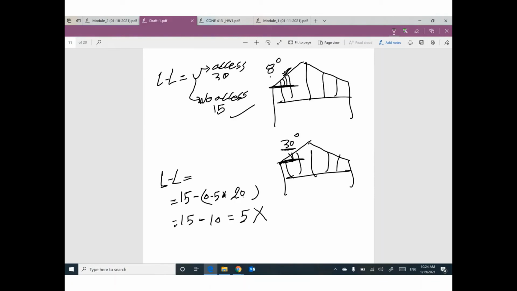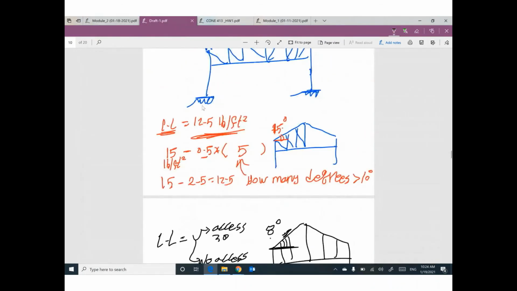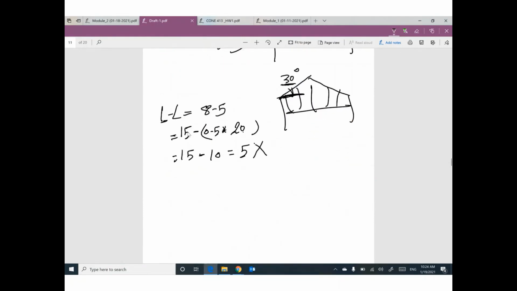I will not accept 5. I will use 8.5 because the minimum value that can be used is 8.5. Please don't go below this value. If your value greater than this, use the greatest one, like I did here. Your value here was 12.5. This value is greater than 8.5, so I'm gonna use 12.5. If your value from this calculation is 5, which is smaller than 8.5, no, I will not use it. I will use 8.5.